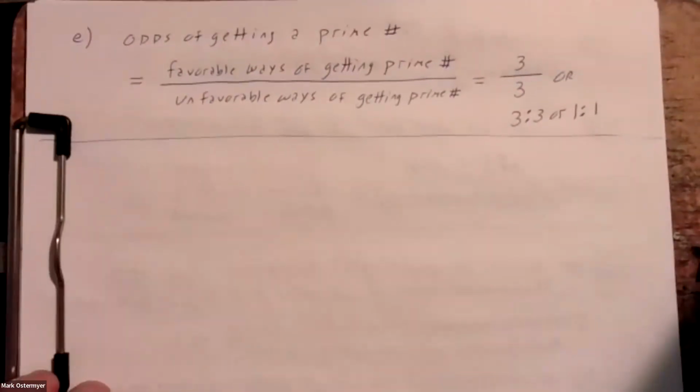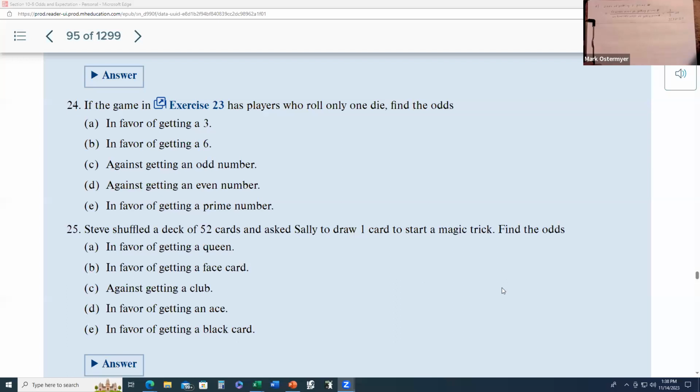All right, I would like to try to do just one more out of your textbook. And I'm going to do this one. I'll do number 25 here. It says Steve shuffled a deck of 52 cards and asked Sally to draw 1 card to start a magic trick. Find the odds in favor of getting a queen.